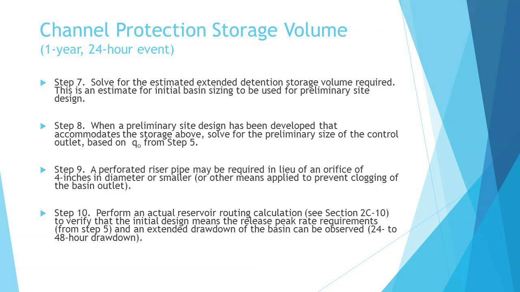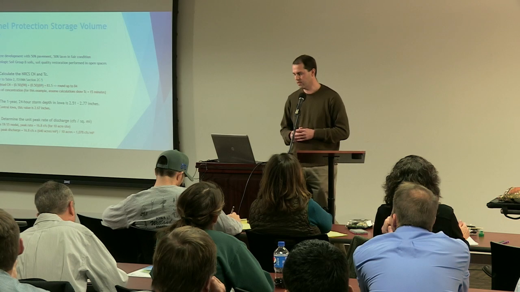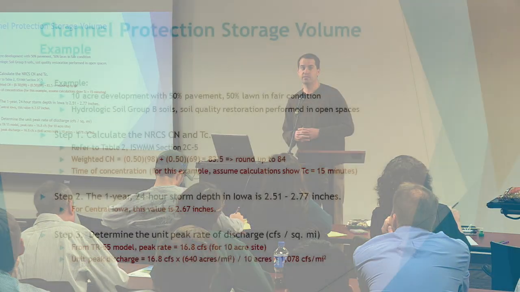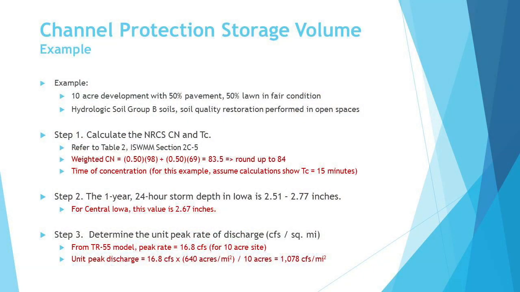So we'll walk through an example problem here. And just for simplicity, I'm going to use the same site parameters. So we've got a 10-acre development that's 50% pavement and 50% lawn in fair condition. And we're going to say that we've got hydrologic group B soils.